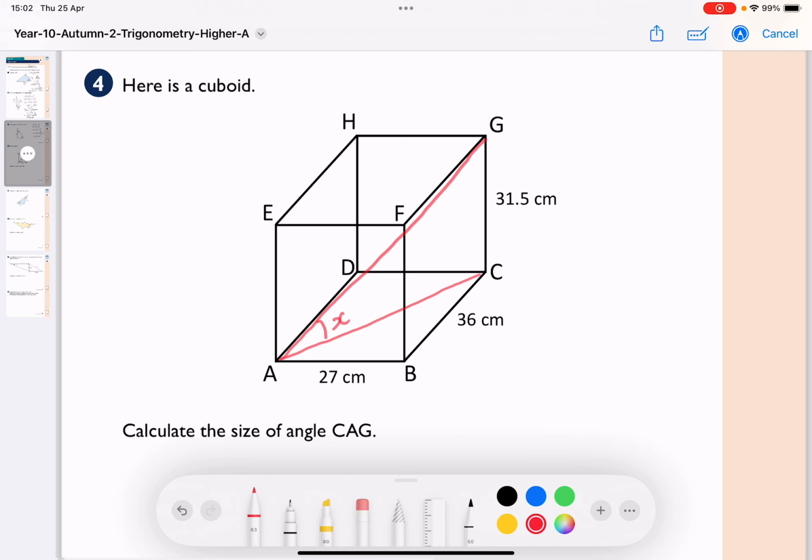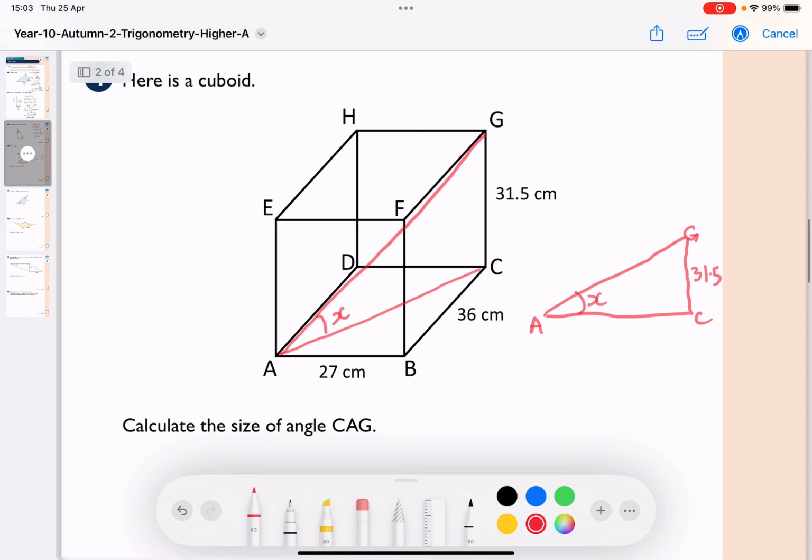In drawing that, I can actually see that if I looked at it from the side, then this is C, this is A, and this is G, where C to G is 31.5. And I want to find angle X. When you've got a cuboid type question, it's appreciating that in fact this angle here is 90 degrees. So for me to work out the value of X, I need to either find A to C or A to G.